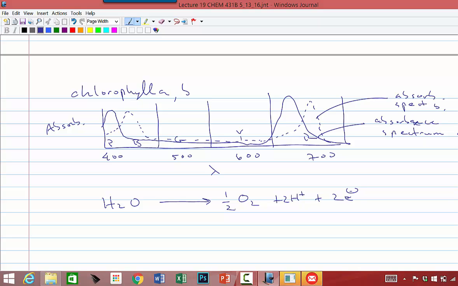And of course, we need more than 2 electrons. We need 4 electrons in order for the balancing to take place. So all we do is say 2 H2O molecules go into O2 plus 4 protons plus 4 electrons.